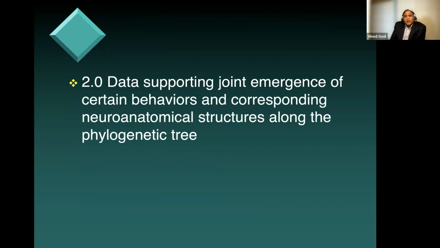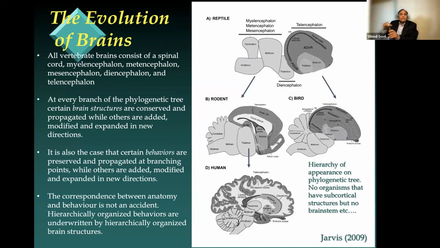Second, data supporting joint emergence of certain behaviors and corresponding neuroanatomical structures along the phylogenetic tree. Okay. So all vertebrate brains consist of a spinal cord, myelencephalon, metencephalon, mesencephalon, diencephalon, and telencephalon. You can sort of see this here.